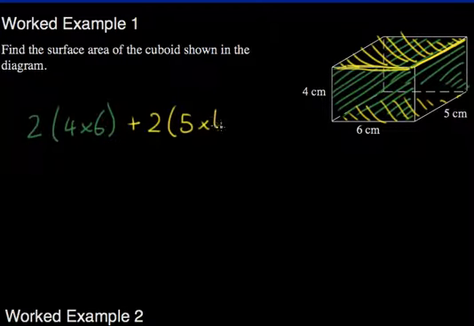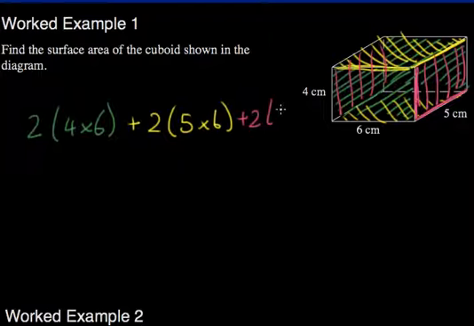5 by 6. And there's a third, which I haven't done yet, which is along this side. And that is 5 by 4. And there's one on this side and there's one on the back. So there are two 5 by 6s. Oops, 5 by 4, sorry, 5 by 4. And that is all the different surfaces added together.